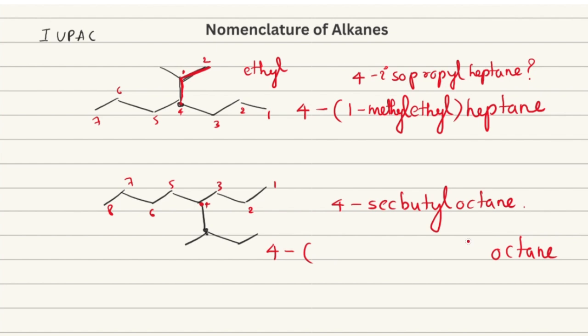And then write a bracket here. Now choose the longest chain here. This is the longest chain. And what is it? Start from here, 1, 2, 3. It's propyl. So write that here, propyl. And on the first position, there is a methyl. Therefore, 1-methyl propyl. So 4-(1-methyl propyl) octane. That is the actual IUPAC name of the secondary butyl octane molecule.